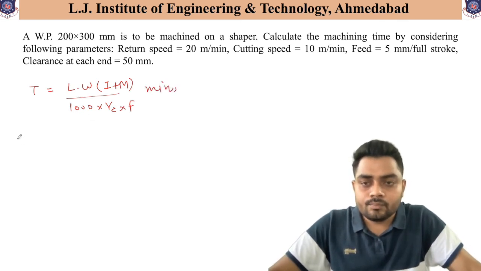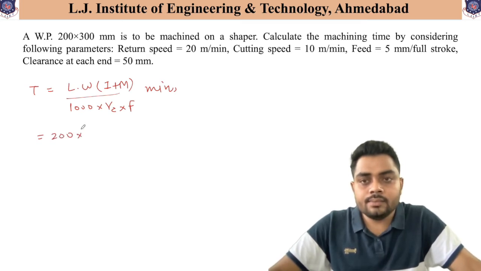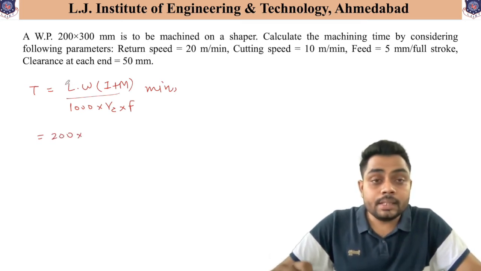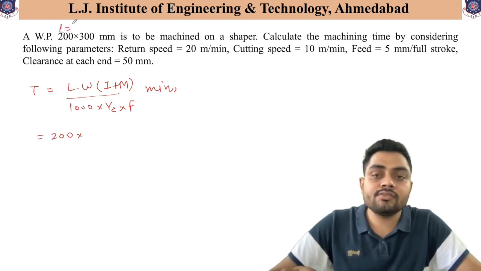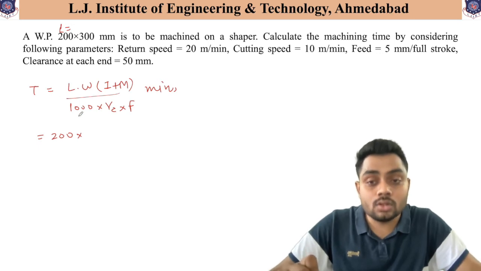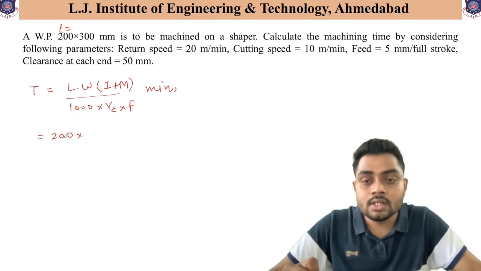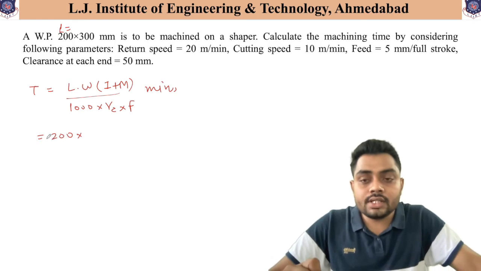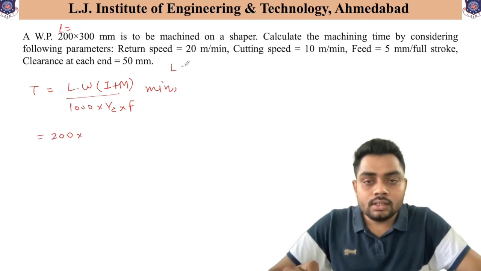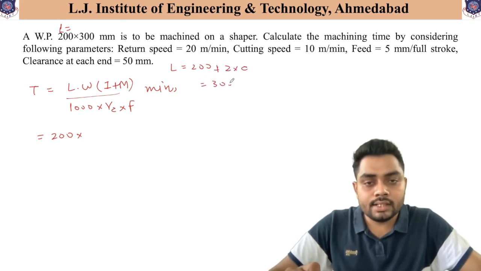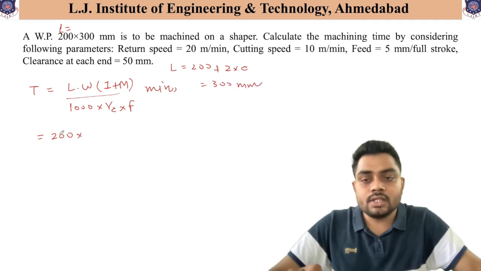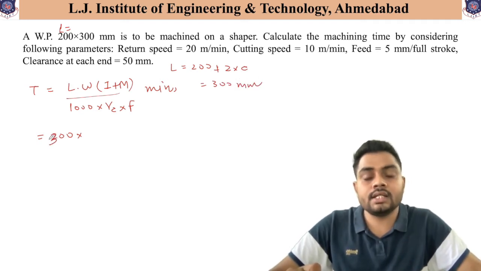So we know that the value of length is 200. Now, clearly keep in mind that this is the value of L. Do not make the mistake here. We need to consider clearance also. That means we need to use, instead of 200, the total length traveled, that is 200 plus 2 times clearance. So the length to be traveled will be 300 mm. So here we will use the value 300.